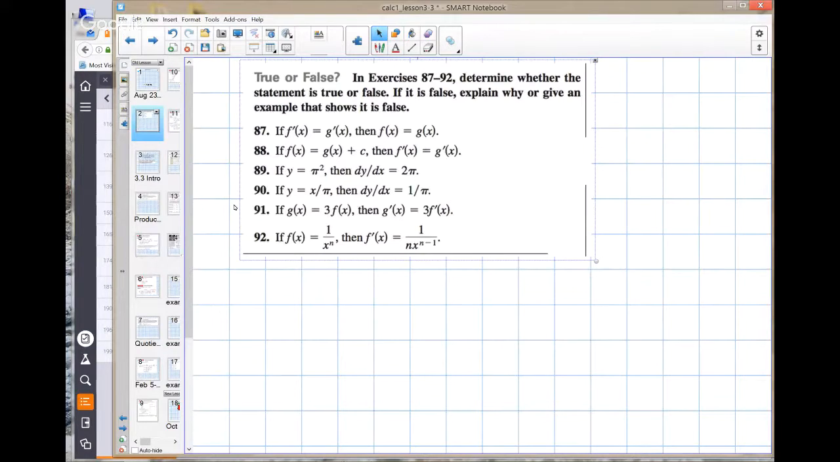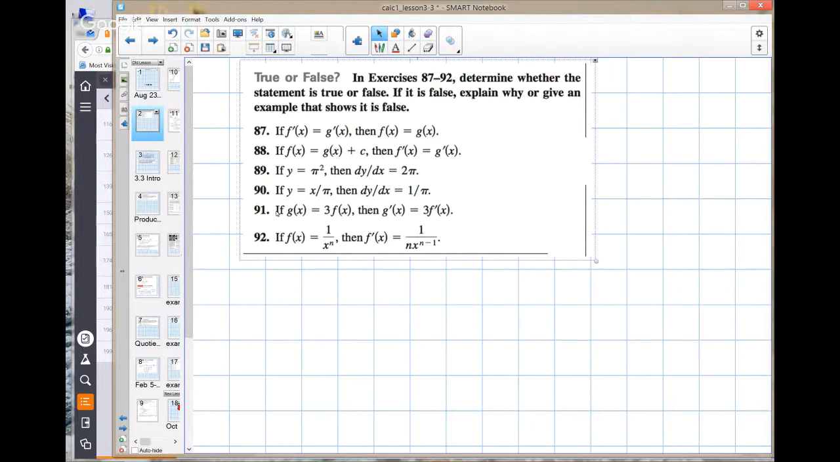So Damon, what did you think? Did you do true or false? I think you're looking at 89. That was 89. Oh, I'm sorry, 88. You're right. 88. If f of x equals g of x plus c, then f prime of x equals g prime of x. So did you say true or false? I couldn't figure out why it would be false. Yeah, because that's a constant afterwards. We know that the derivative of that is going to be 0.